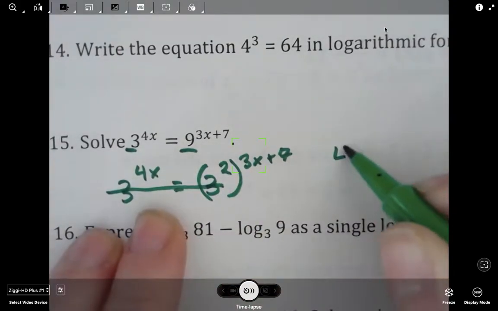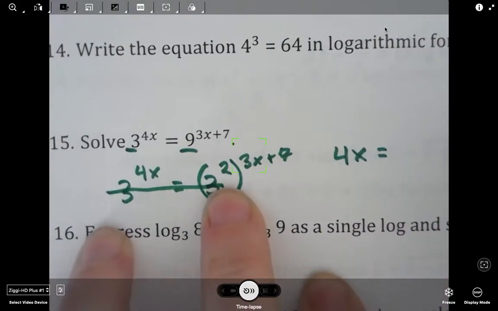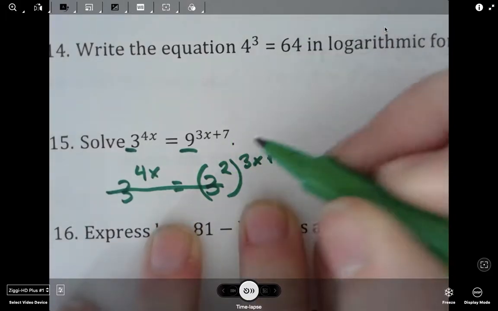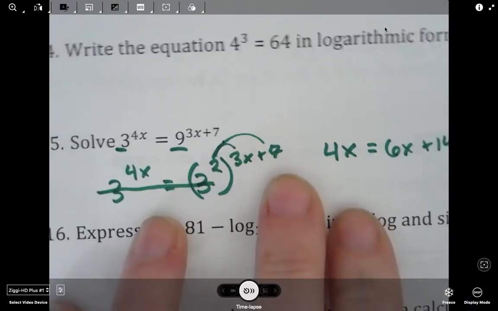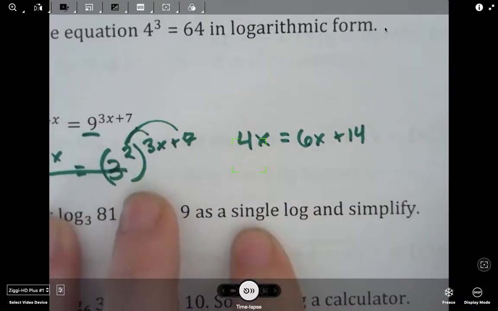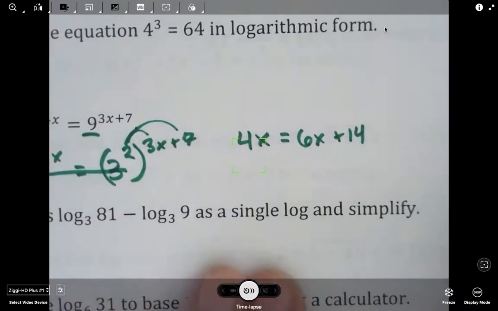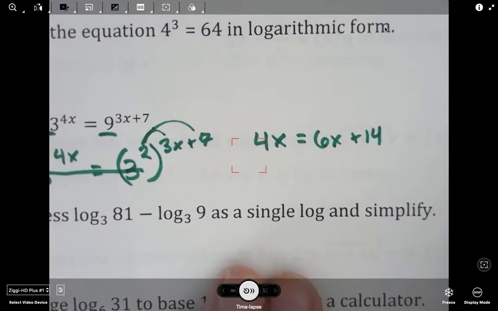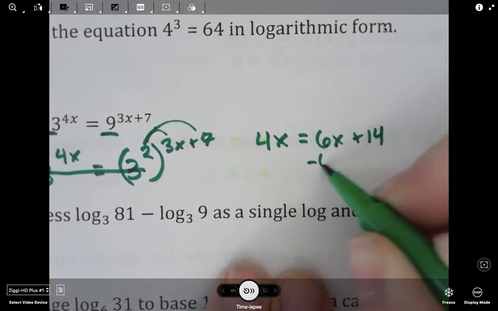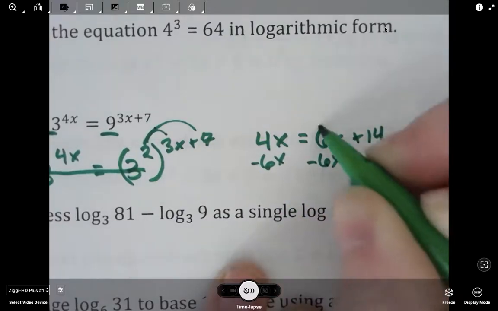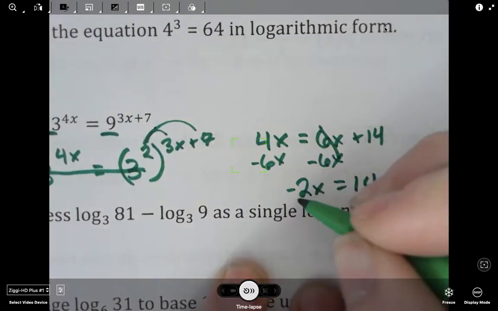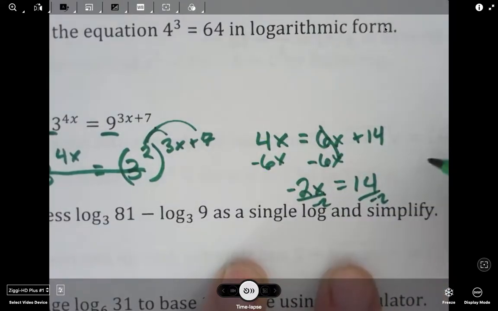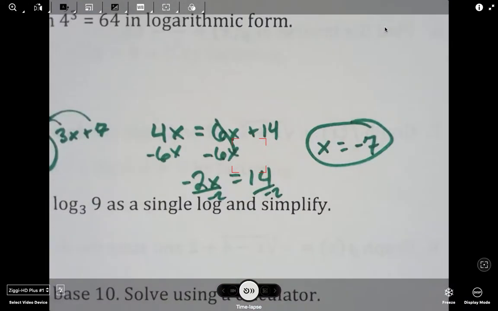So I have 4x here equals, but the 2 needs to be multiplied through. 6x plus 14. So that 9 became 3 squared, and then we multiply it through. Are we confused? No? Subtract 6x. Negative 2x equals 14. And then divide by negative 2. X is negative 7.